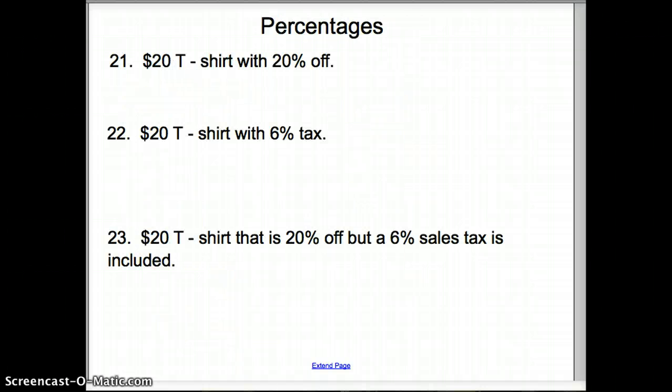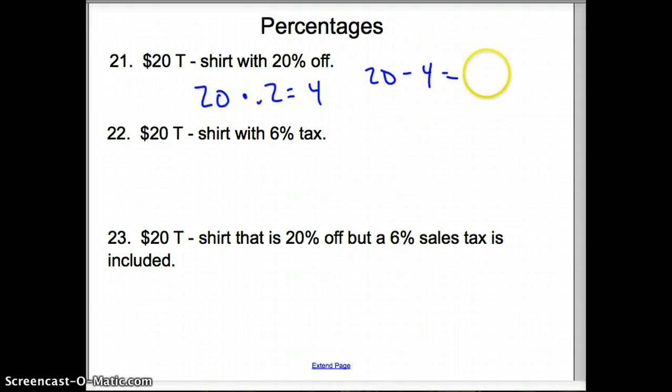And one more page. We have a $20 t-shirt with 20% off. How do we figure that out? Well, what do we have to do? We have to figure out what 20% of $20 is. How do we do that? I'm going to take 20 times the decimal of 20%, and that is just 0.2. And 20 times 0.2 using our handy dandy calculator is 4. Now, 20% of 20 is 4, but it's 20% off, so I'm going to take 20 minus 4 because it's off, and that gives me 16. So our final answer is 16.